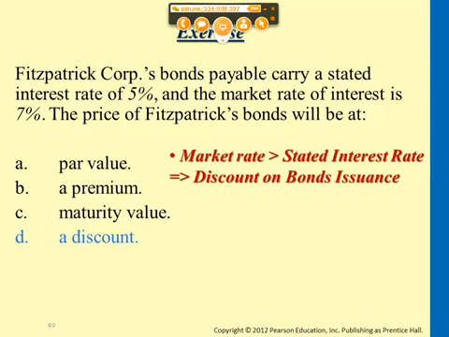Okay, market interest rate, if it's higher, that basically represents the creditor's expectation. They're expecting more from the company, the interest rate. The company is giving less, so basically it's a discount. Okay, if the case flips, if market interest rate is 5%, stated interest rate is 7%, then that means the company is offering a higher interest rate compared to what the market is anticipating. So in that case, it will be a premium. Okay, but this one here is a discount.